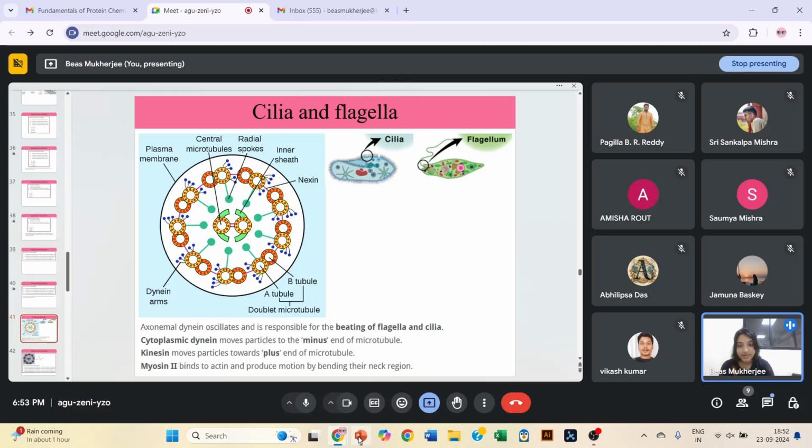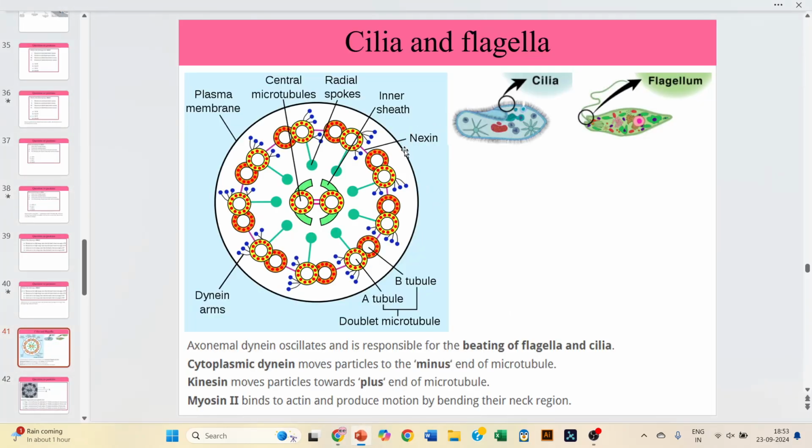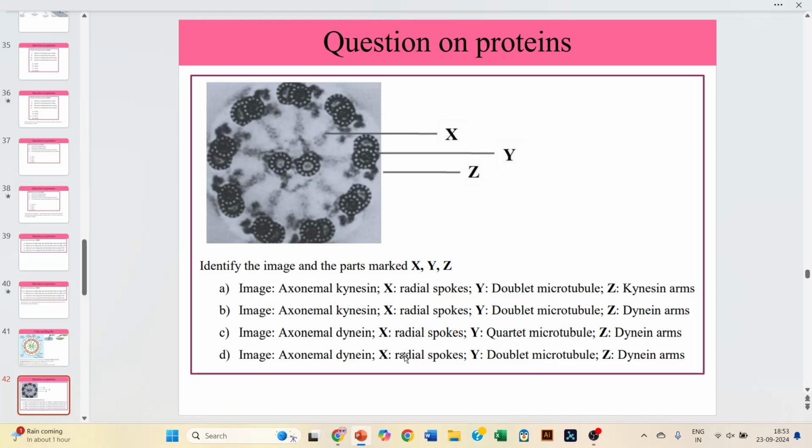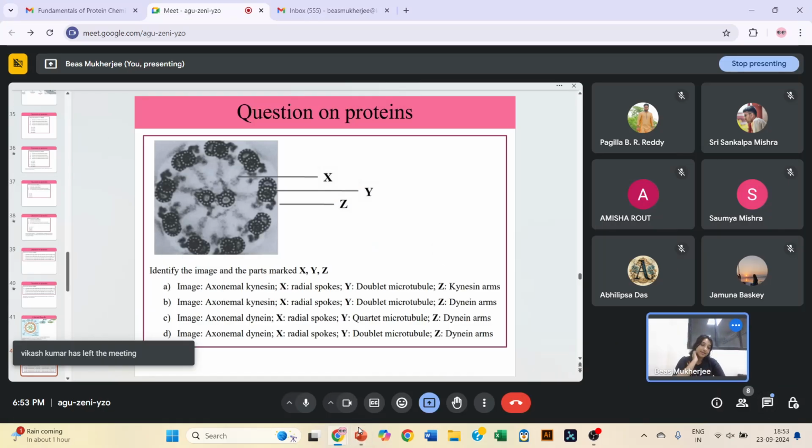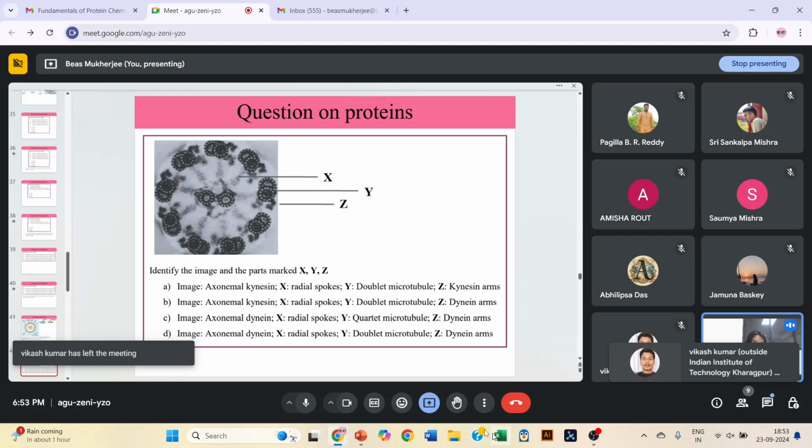Right. Now you can read about nexin and everything else. Nexin is actually connecting these microtubules together. You can read about this in more detail. For this particular question, I think this is all you need. So you try to answer this question.